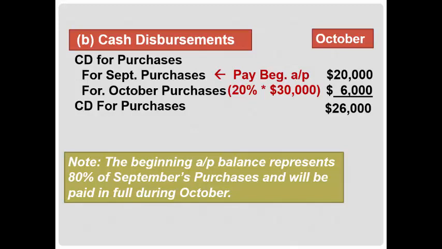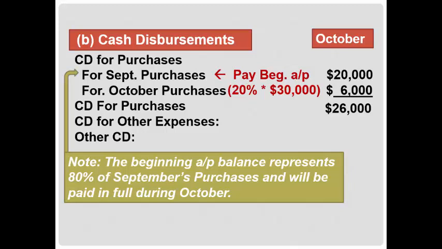Now that's the first section of the cash disbursements budget. You compute the cash disbursements for purchases. But you'll also want to think about what cash we will disburse for other expenses, such as direct labor or selling and administrative expenses or overhead costs. You'll also want to look for other cash disbursements. So this shows you the three major categories within cash disbursements: cash disbursements for purchases, cash disbursements for other expenses, and then other cash disbursements.